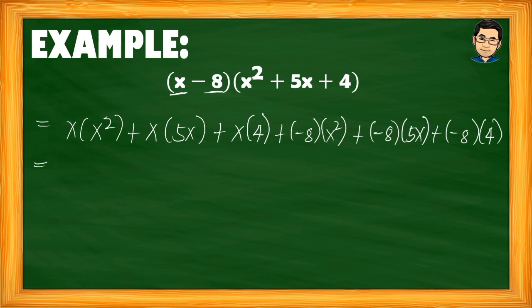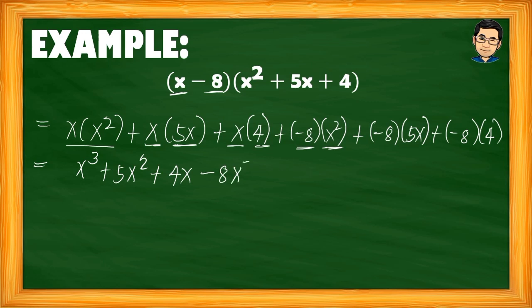So, x times x squared. So, 1 plus 2, that will become x cubed. And then x times 5x, 5x squared. X times 4, 4x. And then negative 8 times x squared, that is negative 8x squared. Negative 8 times 5x, negative 40x. Then finally, negative 8 times 4, negative 32. So is this the final answer? No. We still need to simplify.